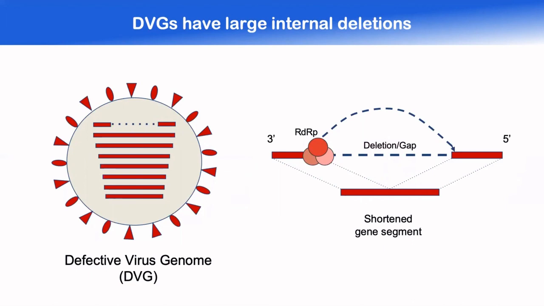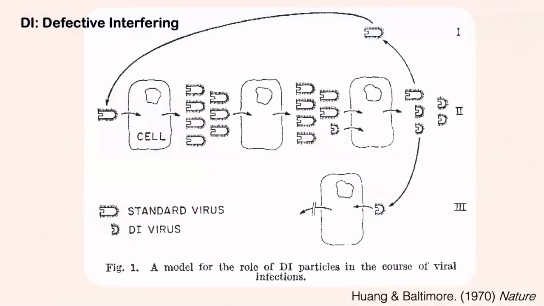In fact, it was thought to be solely an artifact of cell culture. If you do any type of virology, you'll know that when you culture a virus, you try to keep your infection process at a low MOI. That's a multiplicity of infection.